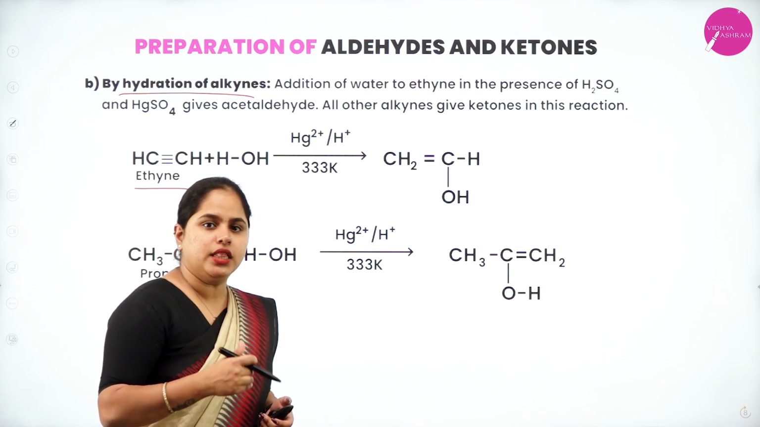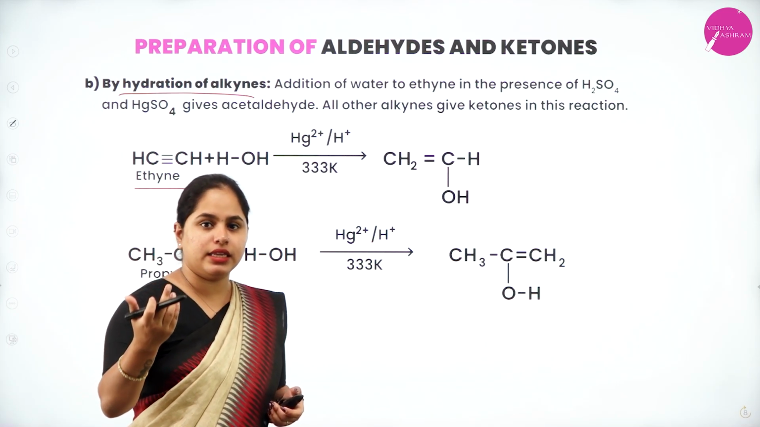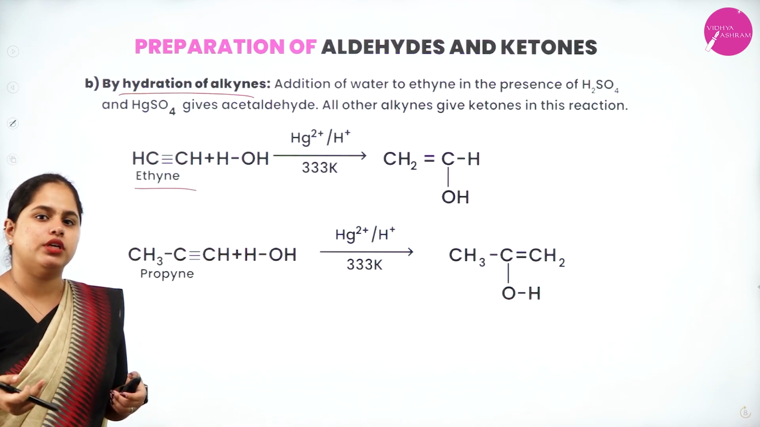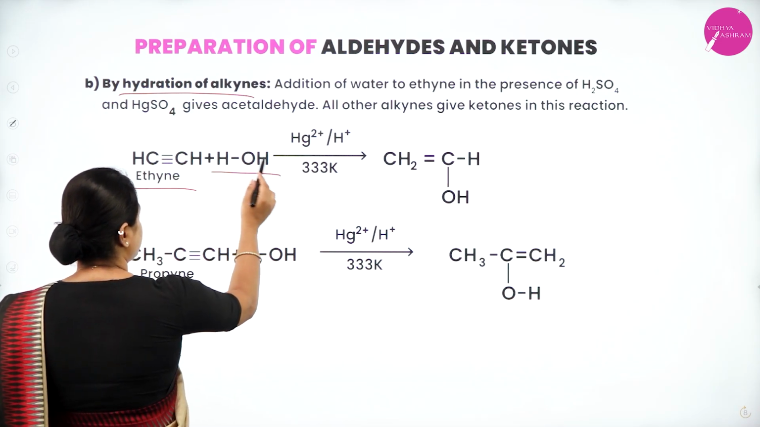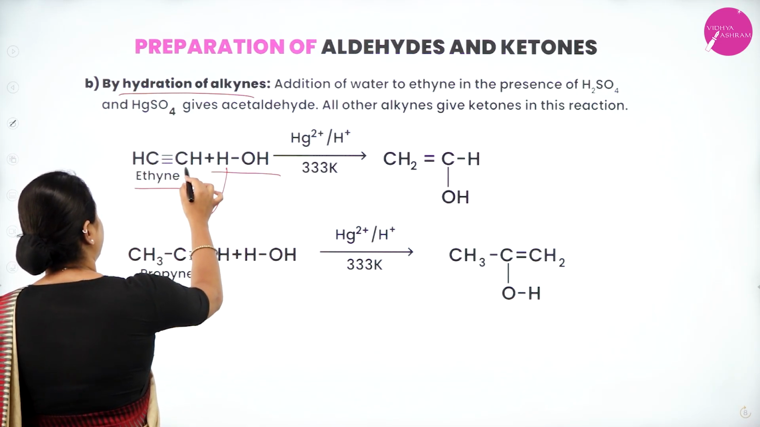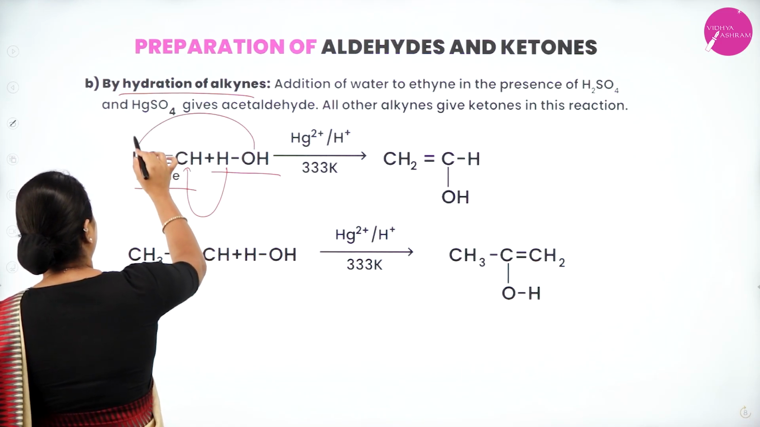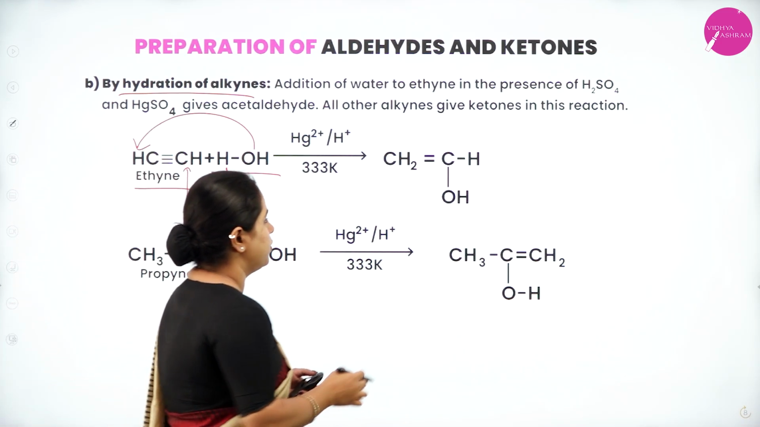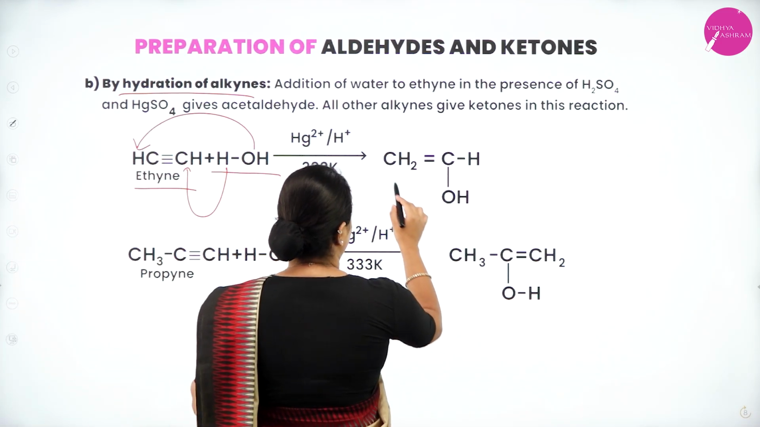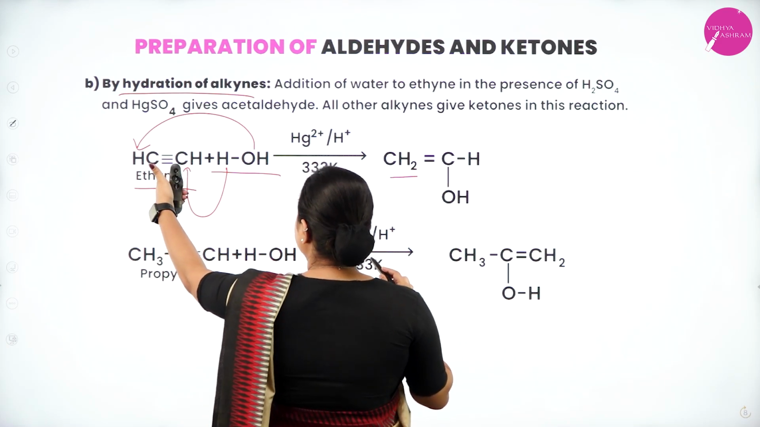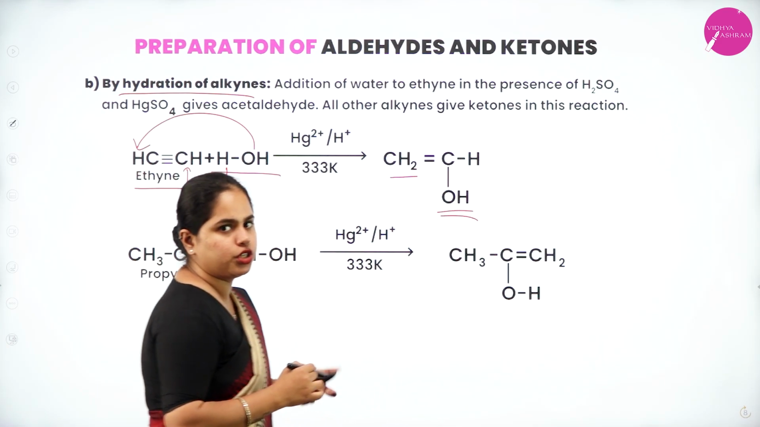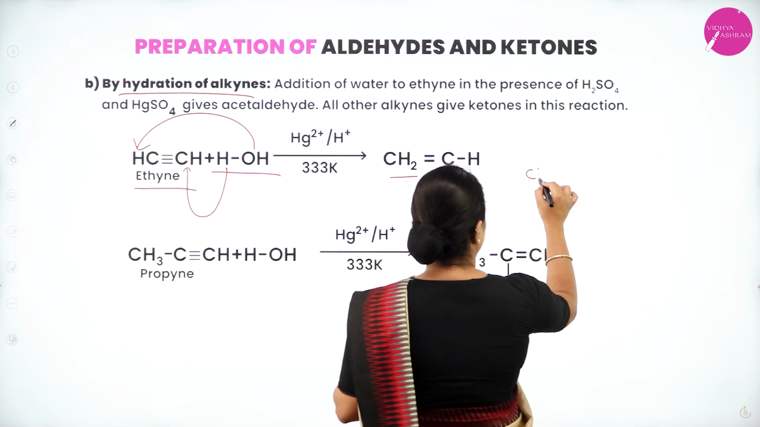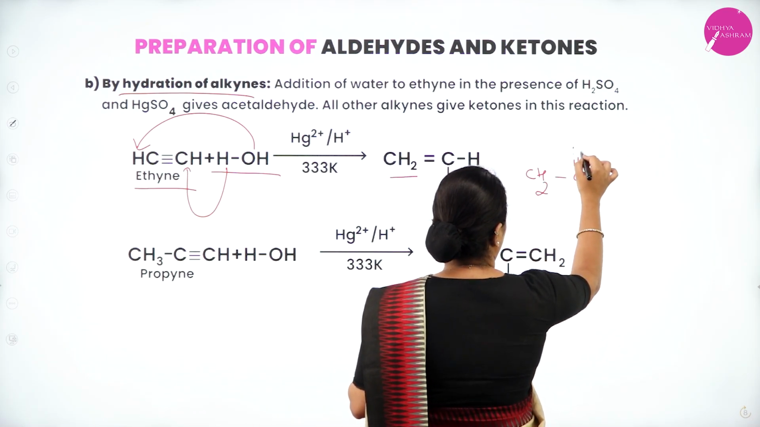So apart from ethyne, if you are taking any other higher alkynes, what you are going to get? You will get a ketone. Okay. So ethyne, let's see, addition of water, HOH, right? So H is going to attach in one carbon atom, OH is going to get attached to another carbon atom. So you are going to get CH2 here, right? CH2, and already one CH is there to which the OH will be attached. So it is going to be CHOH. Now what is this? CH2, C double bond OH.